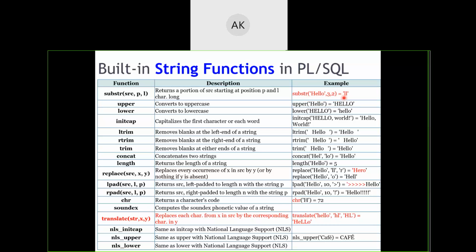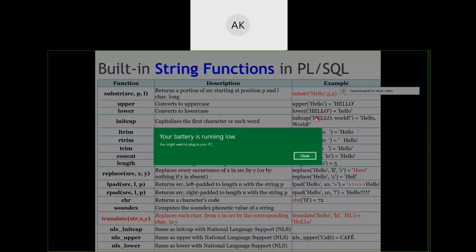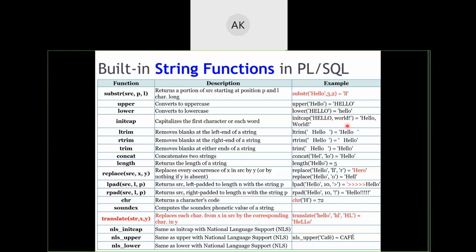So what will be the substring generated? LL. Upper, if you want to convert a string to upper, you will use upper of that particular string and it will convert it into uppercase. Lower is very similar. You wanted to convert a particular string into lowercase, then you will use it. In cap, if you wanted to have the initialization of the words, first letter of the words, then you will use init cap. So if you pass hello world, then it will give you hello and world, both the words written with their initial letters as capital.